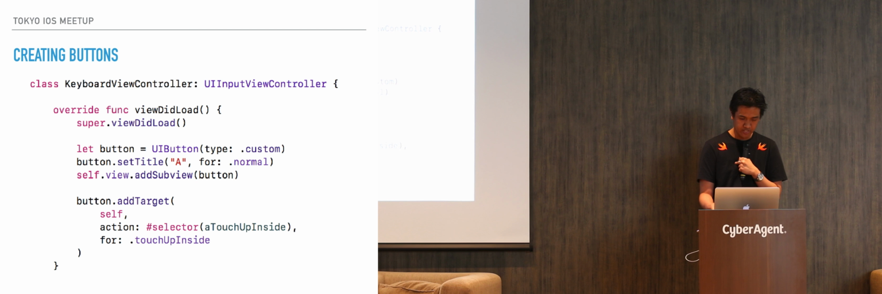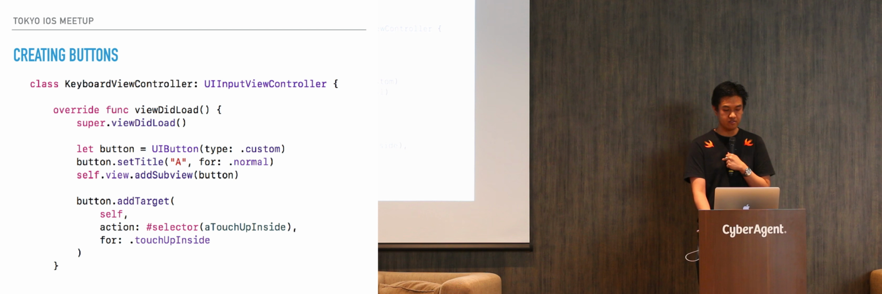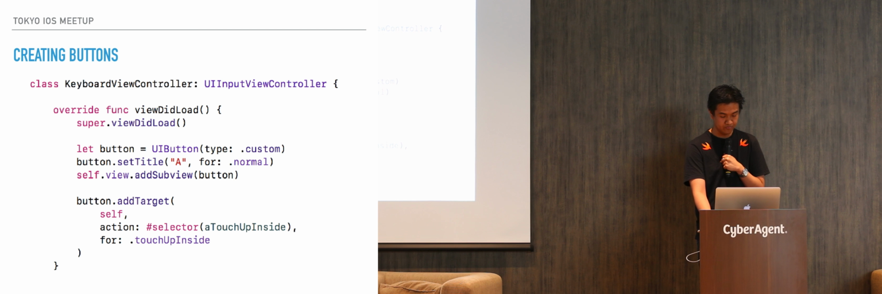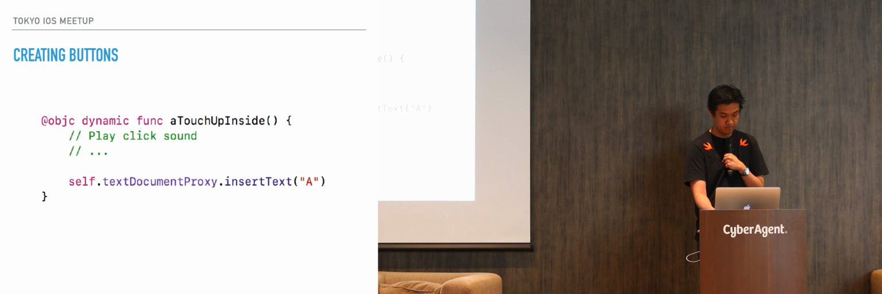So let's create a button. For example, here we want to create a keyboard button. Let's say we want to type the letter A. So we create a button with the text A, and then create a button selector normally. We have a touch-up inside handler. So using the text document proxy, we insert the text.